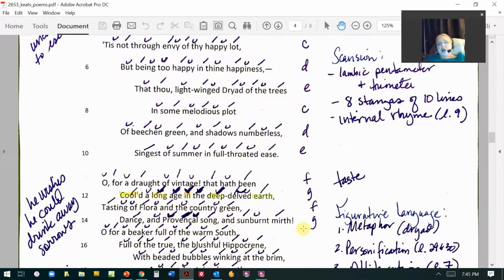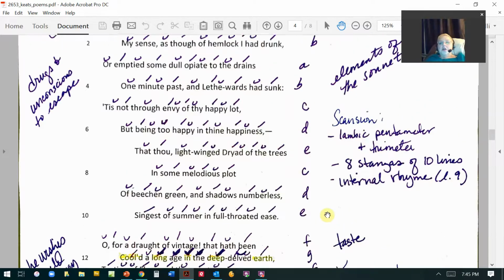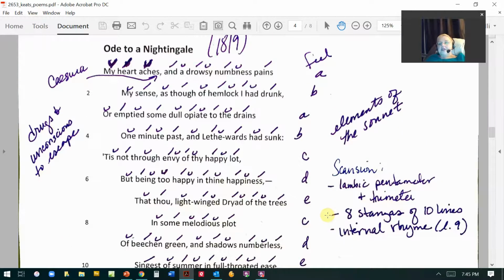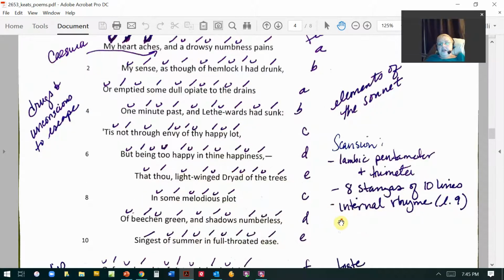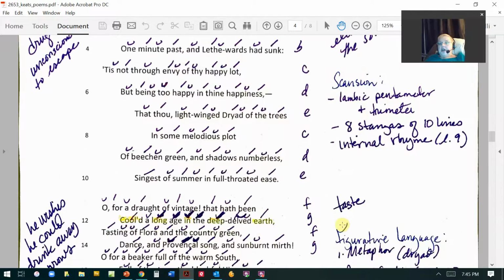There is internal rhyme. So we have external rhyme, right? A, B, A, B, C, D, E, C, D, E, F, G, F, G, right? So that actually is a very common kind of sonnet rhyme pattern, right? But we also have internal rhyme. Internal rhyme is where you have things like "beech" and "green." The E sounds in beech and green are an example of internal rhyme. And again, when you say it out loud, it just gives this beautiful, rhythmic, sonorous sound, right?